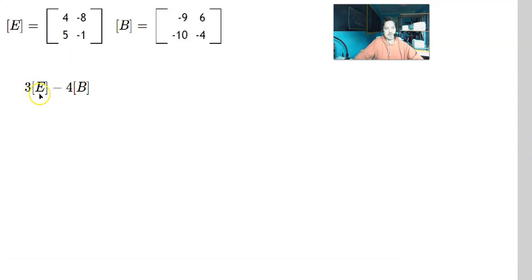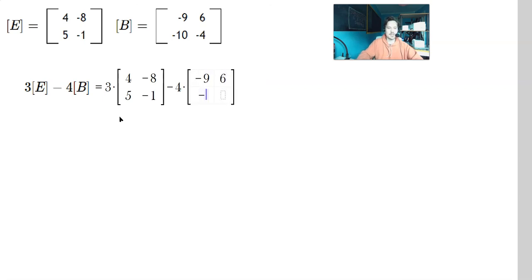So we're going to do 3 times the matrix E minus 4 times the matrix B. Let's go through that process. It's going to be 3 times the matrix E, which is a 2 by 2, so times this 2 by 2, which is 4, -8, and then 5, and then -1. And I'm going to do minus 4 times the next one here, which is going to be -9, 6, and then -10, and -4.